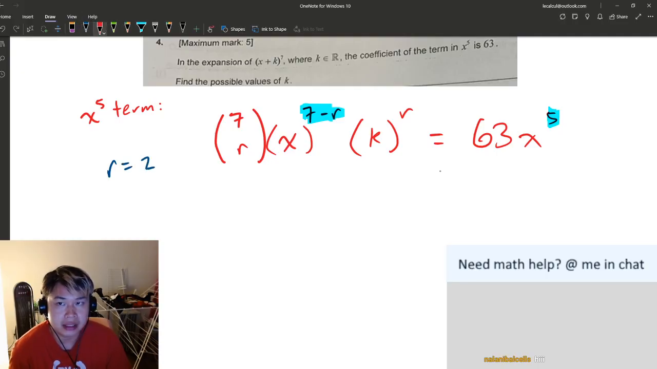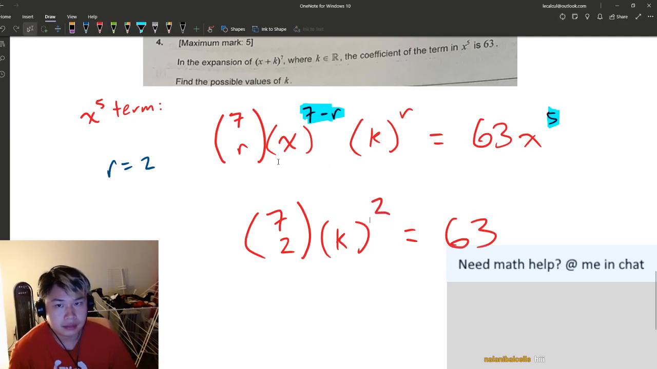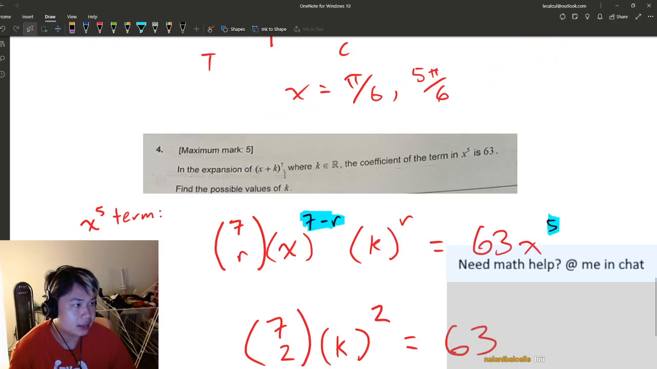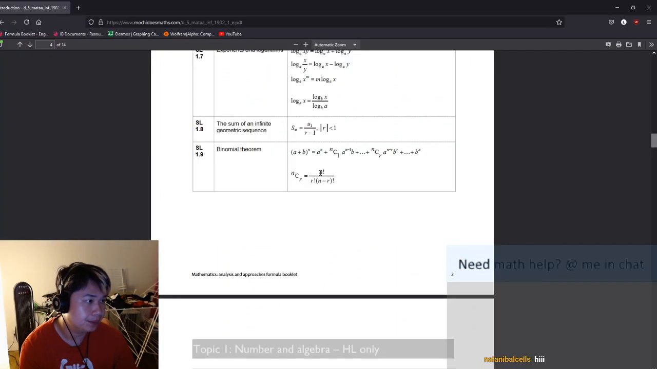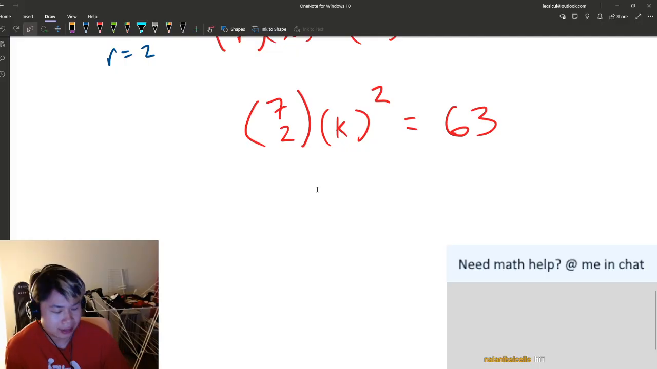So what does that mean? That means that 7C2 times k to the power of r needs to be equal to 63. Oops, and then r is 2. Okay, and then we need to calculate 7C2. This is a non-calculator question, so you can either use the formula, which is right here, or you can literally just make like an 8-layer Pascal's triangle. That seems more fun. I'll do it that way.